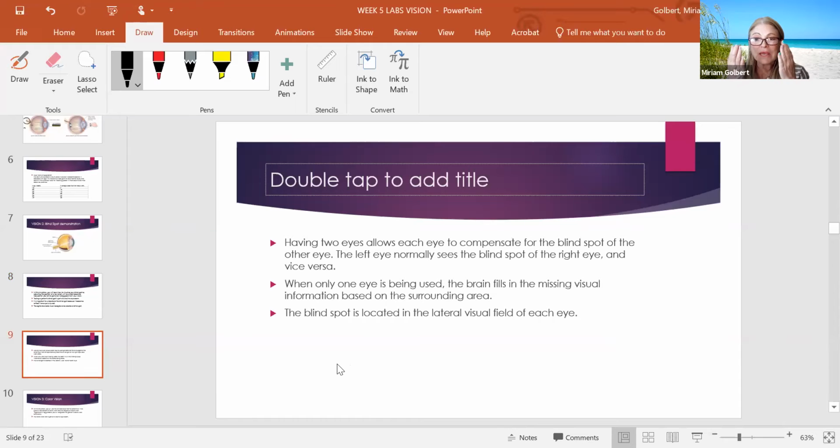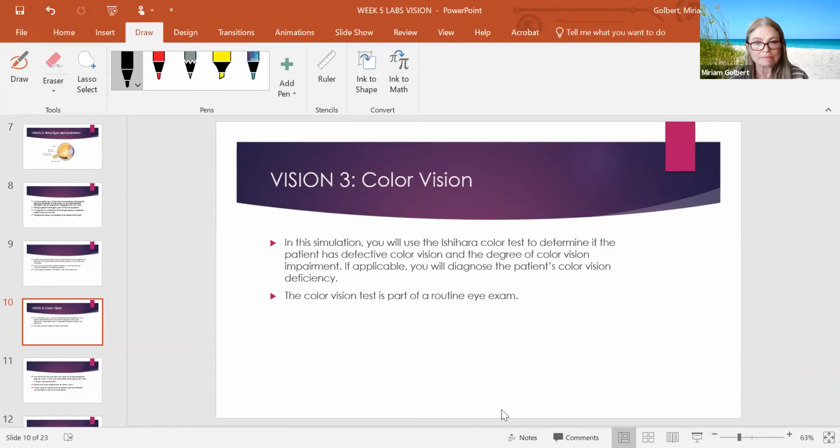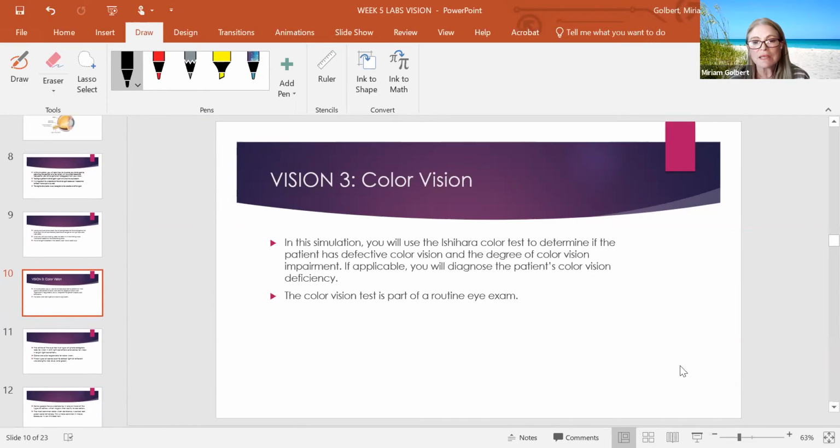So a blind spot is located on the lateral side of each eye, okay? Now, this one is one of my favorites when we used to do it in face-to-face labs, because not that I wanted to diagnose anybody being colorblind, but a lot of students would realize, oh my God, I'm colorblind. So colorblindness has to do with cones and rods, right? Those are the two photoreceptors that we have.